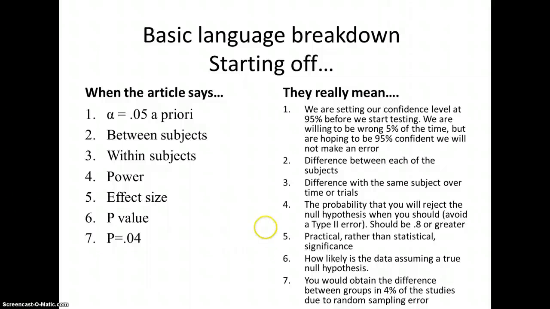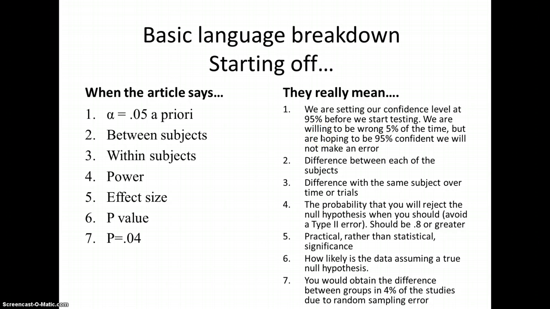So the left column here is when the article says this, I try to interpret that for you as a consumer, okay? And they're numbered to correspond to each other. So when the article says alpha equals 0.05 a priori, we are setting our confidence level at 95%. So 95%, 0.05. So if it was 0.1, it would be 90%. We are willing to be wrong 5% of the time.